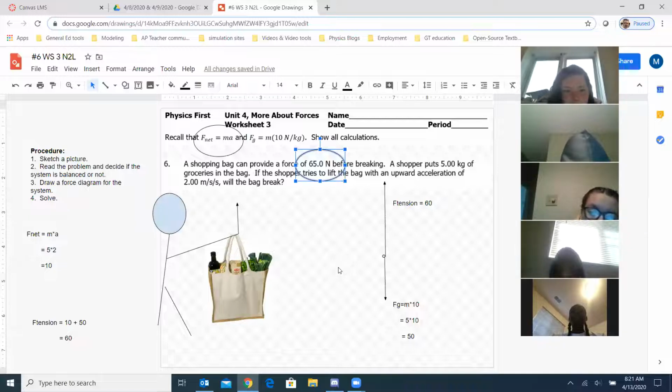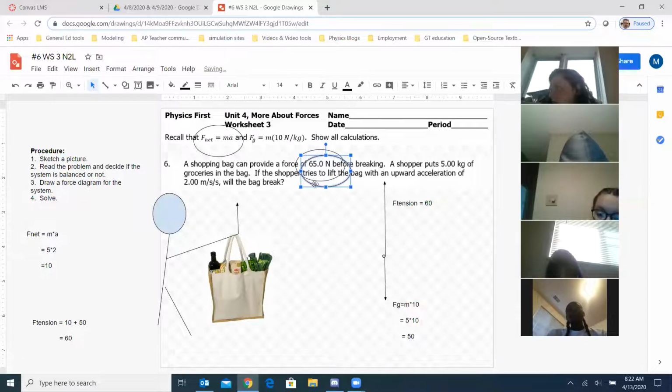No. I don't know if you've ever been to a grocery store. Sometimes they double bag things, so you don't want the bag to rip on you when you lift it up. So this one we don't have to worry about. But if they would have accelerated much more, because it's pretty close to 65, if the acceleration would have been 3, 3 times 5 would have been 15. 15 plus 50 would be 65. So if the acceleration would have been 3 meters per second squared, it would have ripped. Any questions on that?